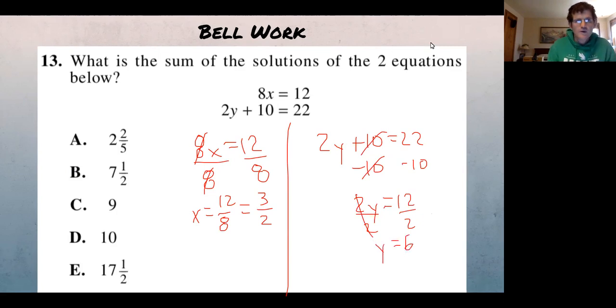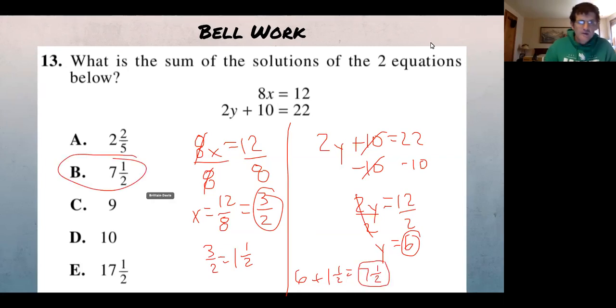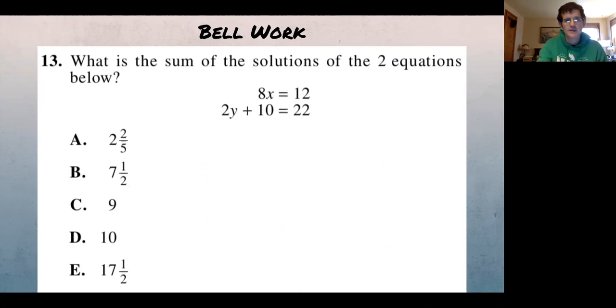So it's asking, what is the sum of these two solutions? What's 6 plus 3/2? 3/2, if you remember, is just the same thing as 1 and 1/2. So if I add 6 plus 1 and 1/2, I get 7 and 1/2. There it is. So 53% of you had that. Very good. And for those of you who didn't, hopefully you realize where you went wrong and you're good to go at this point.